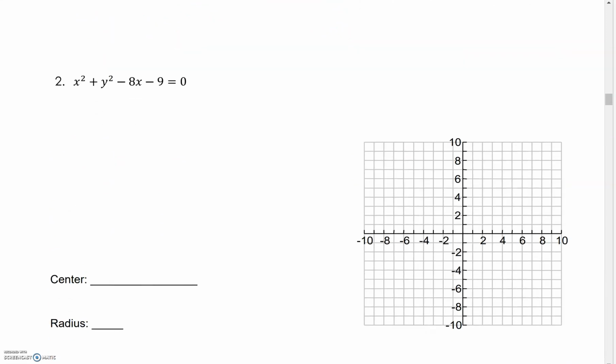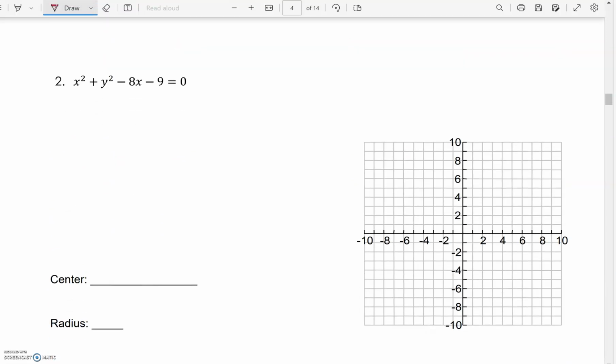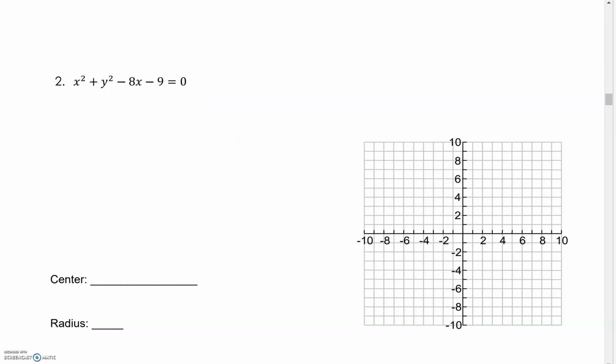All right, so if you want to try this one, go ahead and start by putting your x's together, your y's together, and then completing your square.